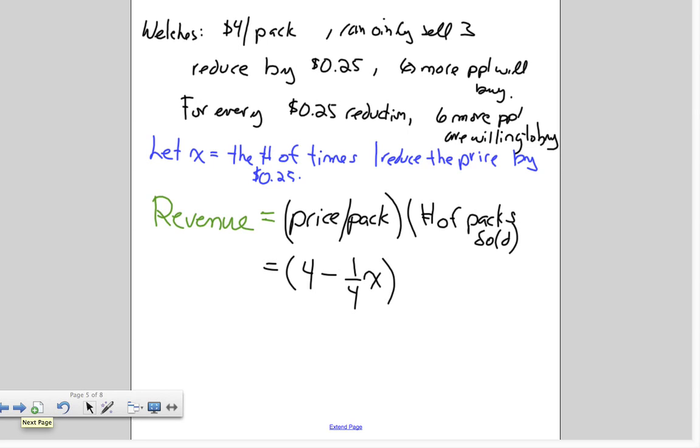Should I put 25 cents and make it more clear? So minus a quarter for every reduction that I have, right?